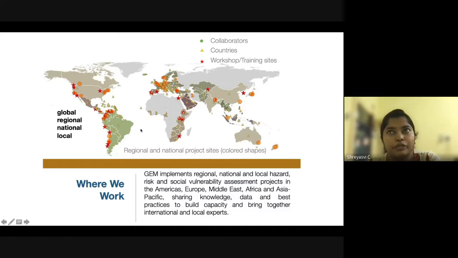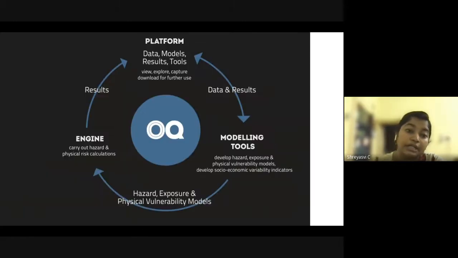At the moment, we are currently working with China, South America, Greece, and the UK. There are some nuclear power plants which are coming up in the UK, so we are working for them as well. In addition to working in collaboration with different companies and organizations, we also conduct trainings.